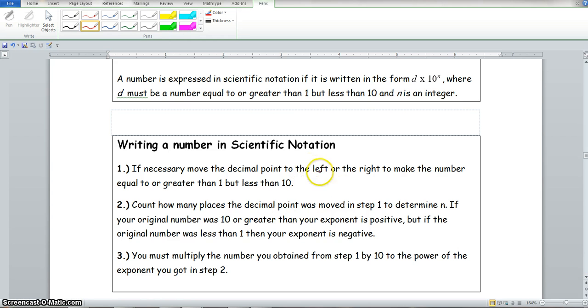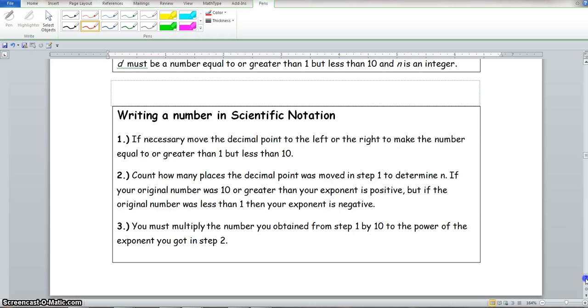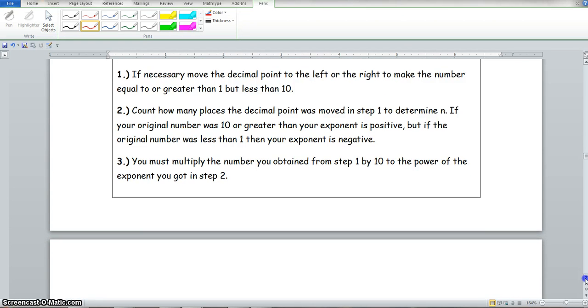Writing a number in scientific notation. If necessary, move the decimal point to the left or the right to make the number equal to or greater than 1, but less than 10. Count how many places the decimal point was moved in step 1 to determine n. If your original number was 10 or greater, then your exponent is positive. But if the original number was less than 1, then your exponent is negative. You must multiply the number you obtained from step 1 by 10 to the exponent you got in step 2.